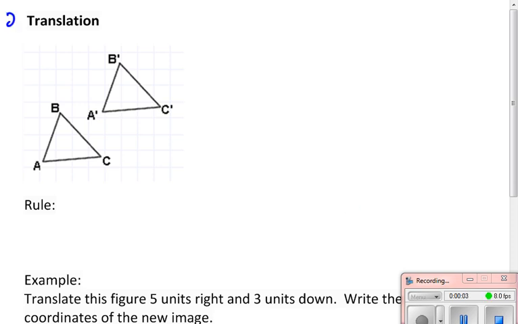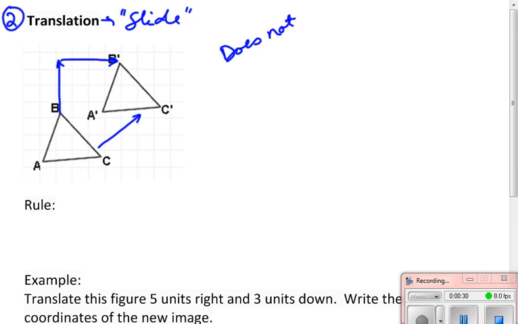Now our second kind of transformation is a translation, and this is a slide. So we are just going to pick our figure up and slide it across. The way we talk about sliding it is we slide it up and over so many units, or we slide it down and left so many units. So again, this does not change size or shape. Only location.